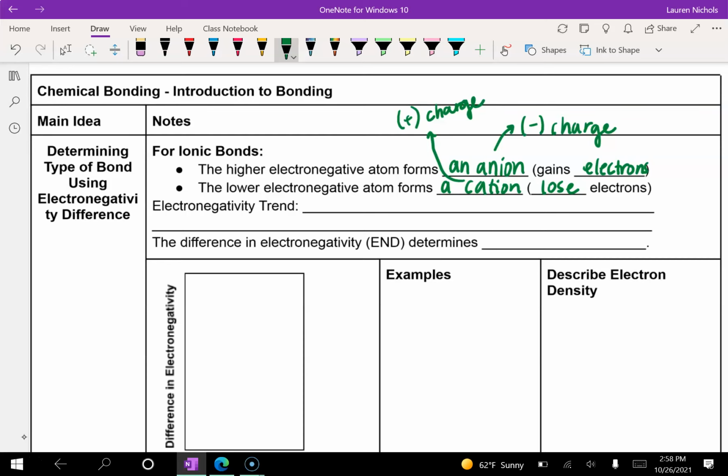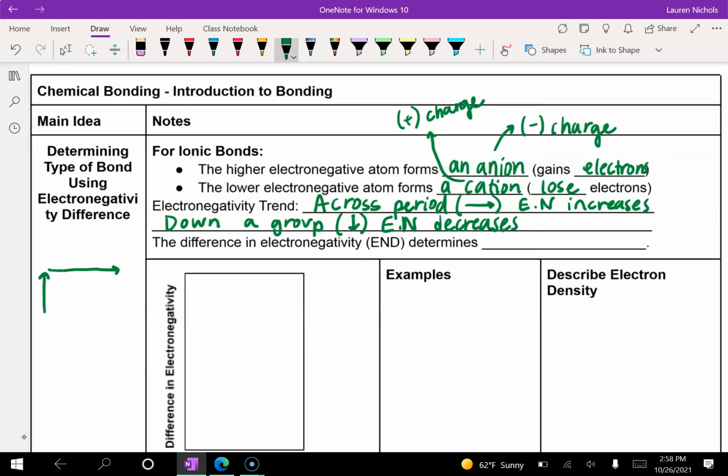Now, our electronegativity trend. When you go across a period, which means from left to right, that means that the electronegativity increases. But when you go down a group or down a column, so you go from the top of the periodic table down, your electronegativity decreases. And so this means that if you're looking at your periodic table, your high electronegativity is in the top right, and the bottom left has a low electronegativity value. And this is the pattern that we learned in Unit 3.